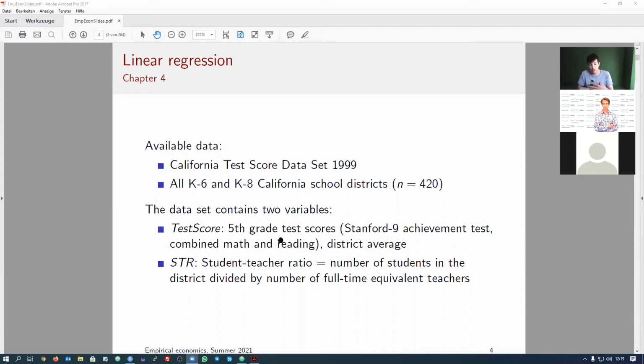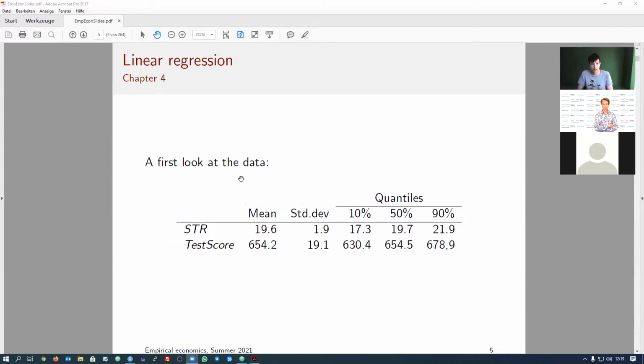That's the data that we are looking at today. Let's have a first look at the data with this table here. We have our two variables, STR for student-teacher ratio and test score for the result of the Stanford 9 achievement test.